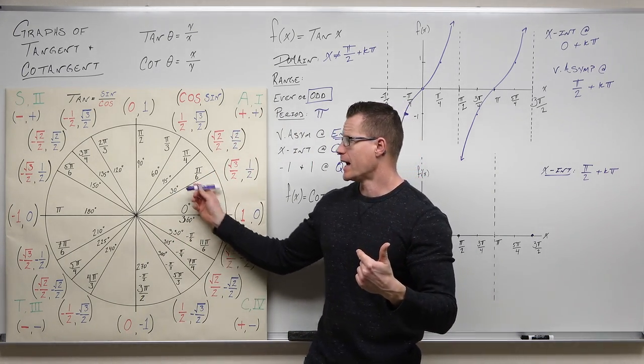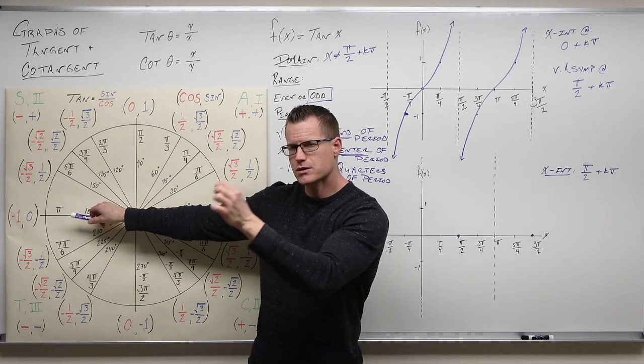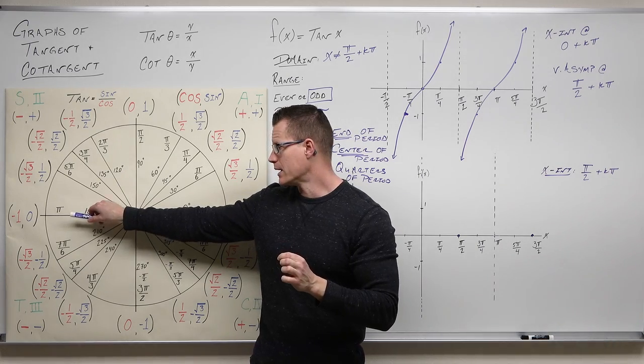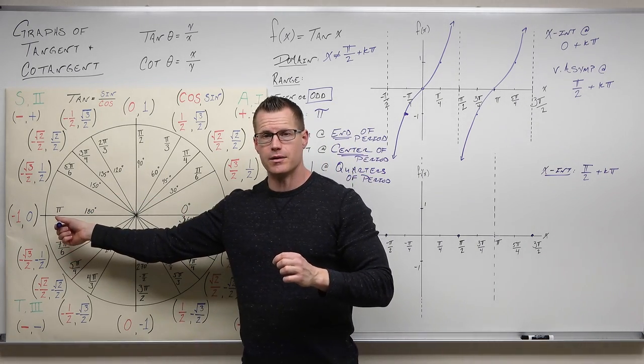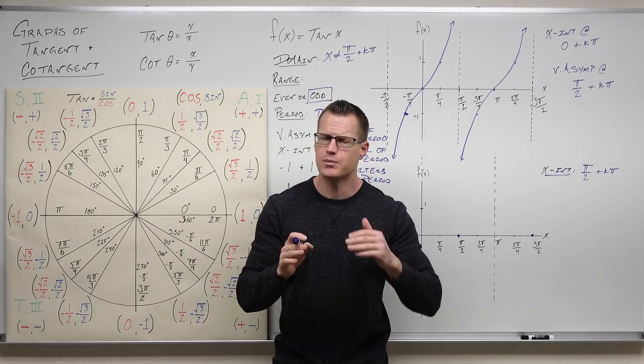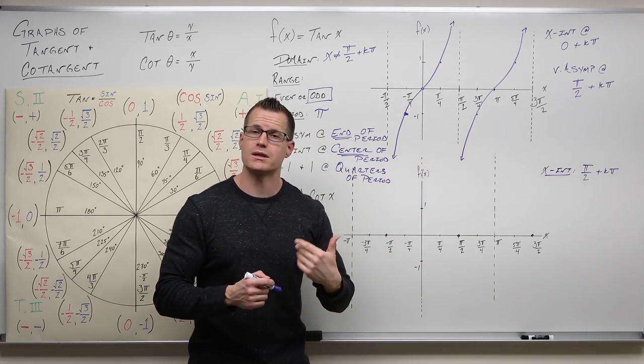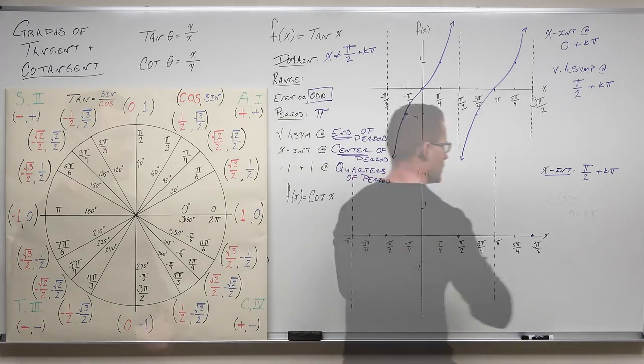That's undefined. At pi, that's negative 1 over 0 for cotangent. Remember, cotangent is x over y. That would be undefined. And at negative pi, that'd be negative 1 over 0. In fact, every period here, every pi plus or minus, so 0 plus or minus pi, every k pi is going to give you a vertical asymptote.